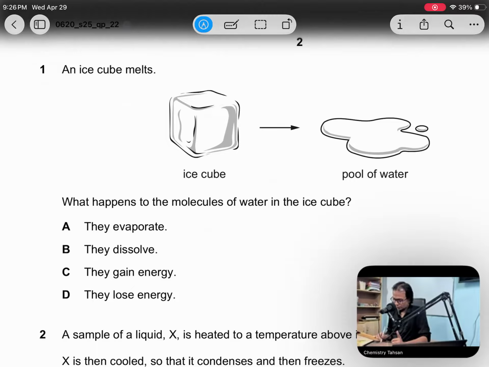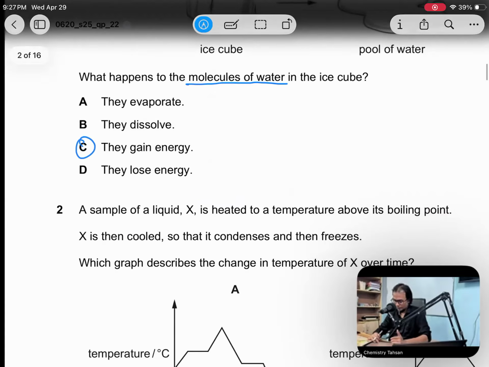What happens to the molecules of water in the ice cube? See, what happens to the molecules of water they are asking. So will the water molecules dissolve or they will gain or lose energy? So they're gaining energy so that they are transforming to a liquid, because solid has less kinetic energy than the liquid. So many of you can write they dissolve, but actually the answer will be they gain energy. So this is the first thing.